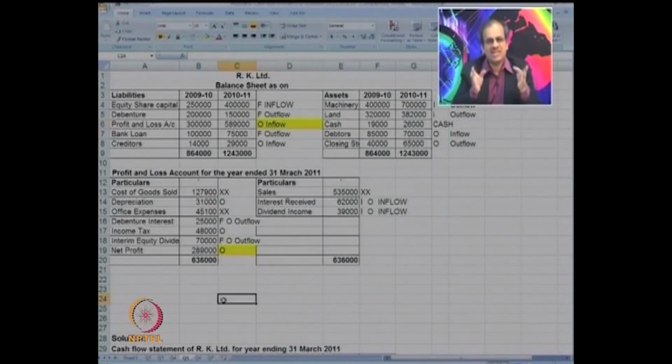Okay. So, we will first start with balance sheet items, wherever required we will make an adjustment. So, now we have made all the recordings, let us go to cash flow statement. First we start with the operating items.